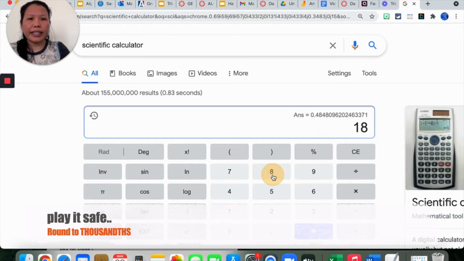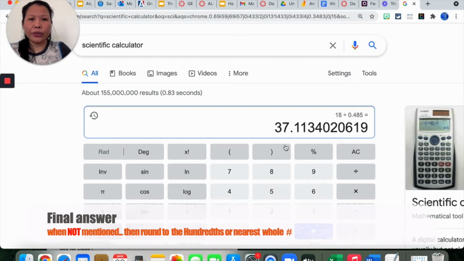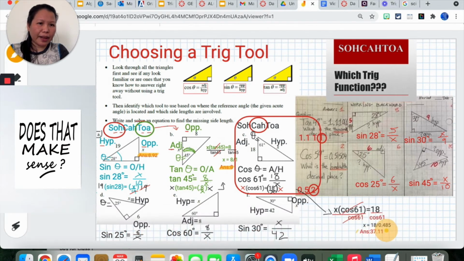Also divide 18 by 0.485. Enter to get the answer, 37.11. There are so many boxes and circles on this page, I decided to just highlight my answers. And the answer is 37.11.